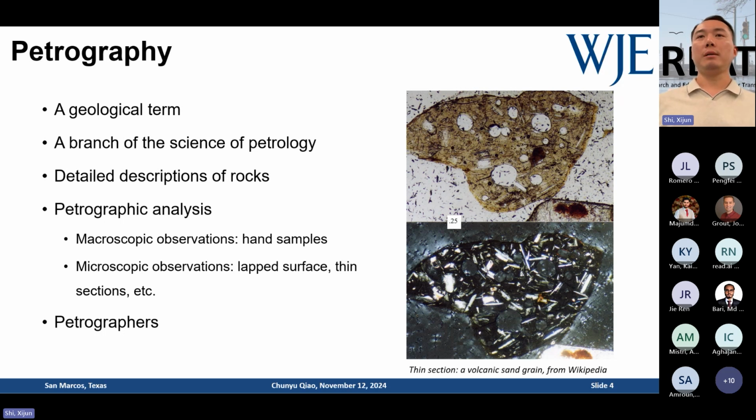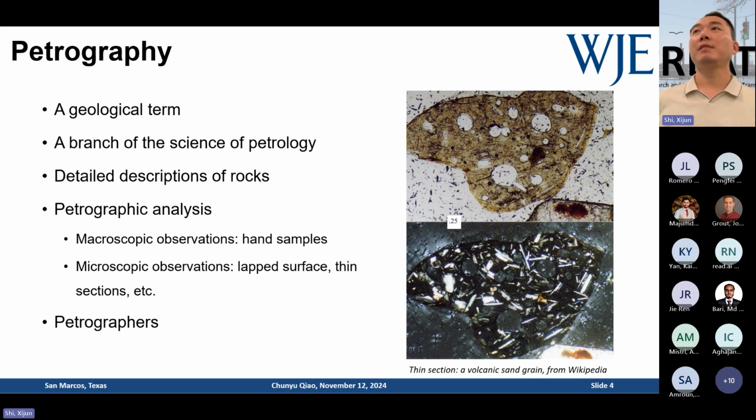So petrology is to use microscopes or other techniques to characterize the mineralogical composition of rocks, the texture of rocks, and to back analyze the formation and other information about the rock during formation and deterioration. So petrography involves detailed description of rocks and minerals, as I mentioned. And petrographic analysis involves microscopic observations.